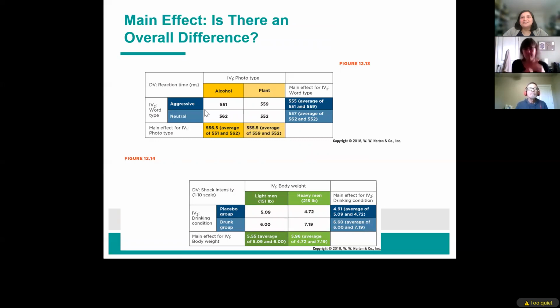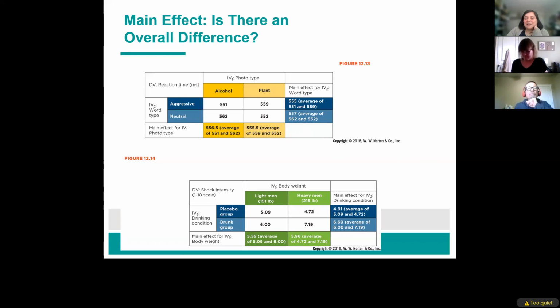Here are the numbers. Everyone hates this, but it's okay. Let's talk about it. So this is the main effect. This is the overall effect of one independent variable on the dependent variable, averaging over other levels of the independent variable. So if you have 2 different independent variables, you're going to be looking at 2 main effects.